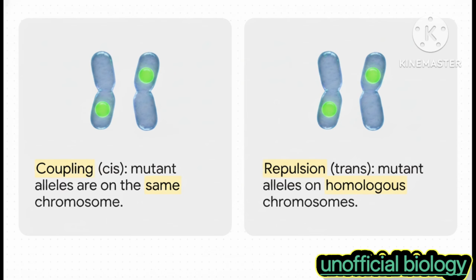Morgan tested this deeply by looking at how the alleles were arranged on the chromosome itself. Think of it like passengers on a bus.